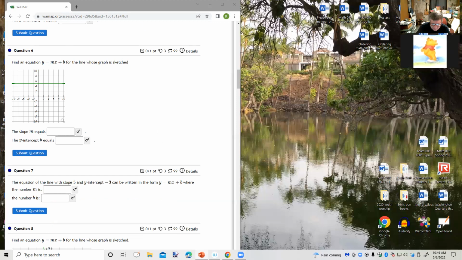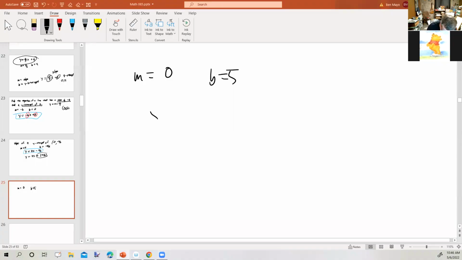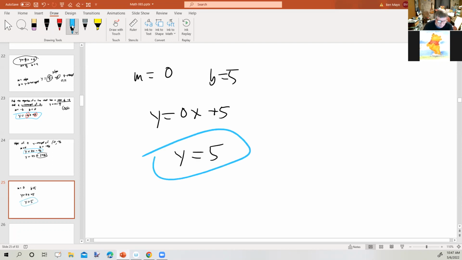Now, let's go back to the other screen. So my equation would be y equals 0x plus 5. But I don't need to write the 0x because 0x is just 0. So in fact, this is the equation I would write, y equals 5. Let's go back to yesterday for a moment. What did we say about an equation in the form y equals a number? That it was a horizontal line. Okay.